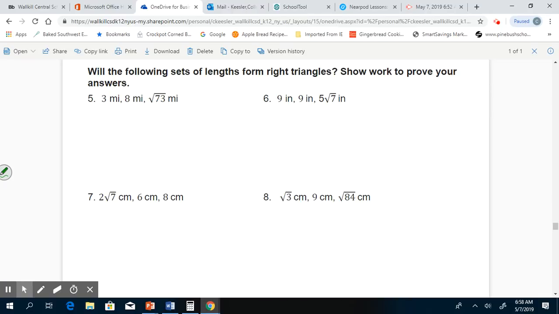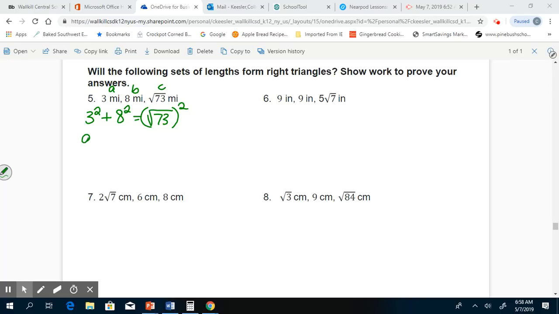So for number 5, we're always going to treat it as if it's in order, A, B, C, for Pythagorean's theorem. I'm going to do 5, 6, 7, and 8 with you, and then you're going to try the last 4 on your own. So for number 5, we do 3 squared plus 8 squared equals the square root of 73 all squared. And that looks tricky, but it's actually very easy.